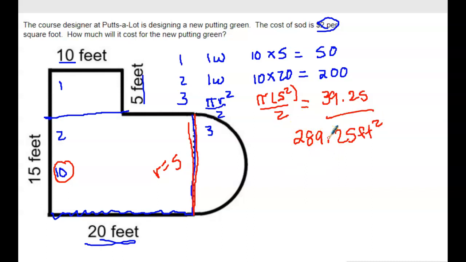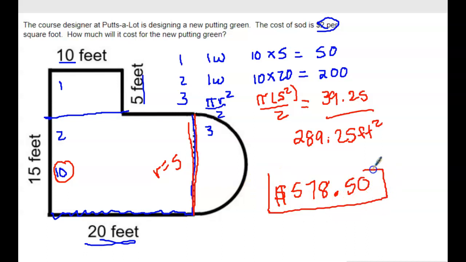And the last thing I need to do is multiply that by that unit rate, the rate per square foot, to figure out how much the putting green is actually going to cost. So put that back in your calculator, 289.25 times $2. And that is going to cost 578.5. And then I'm going to add another zero at the end because it's money. So $578.50 is your answer.